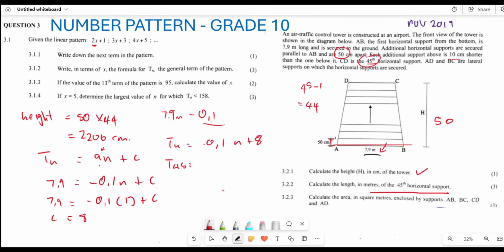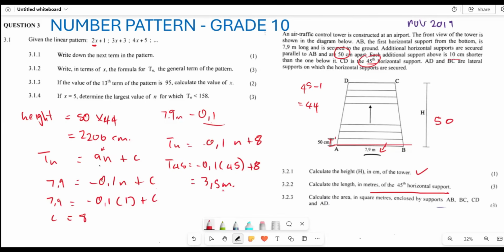Then you are going to come back and say, what is going to be the 45th term of this, right? Now the 45th term of this is going to be same as negative 0.1 into 45 plus 8 altogether. And then what are you going to end up having here? You're going to end up having 3.5 meters altogether. So that's what you are going to have, right?